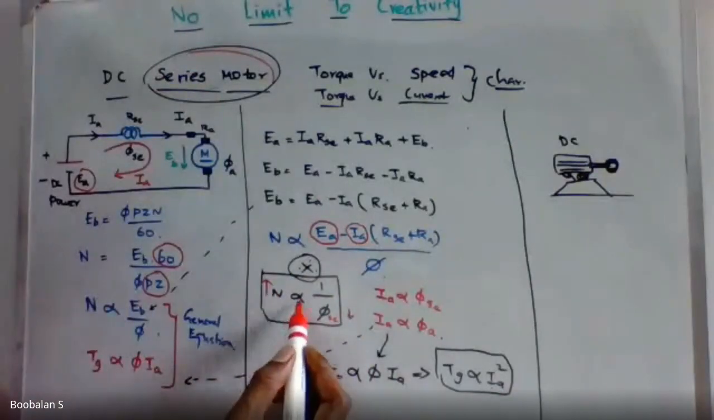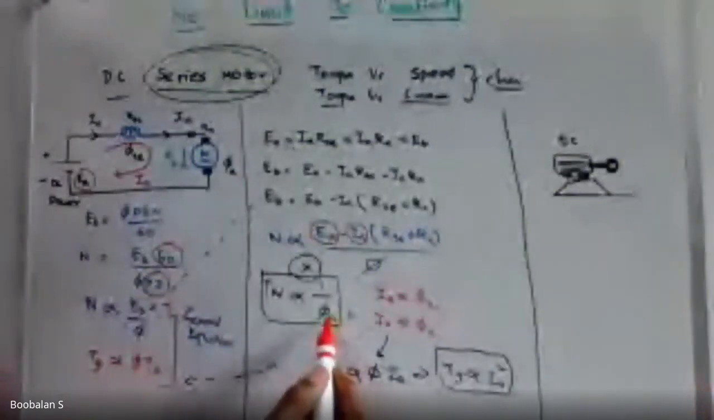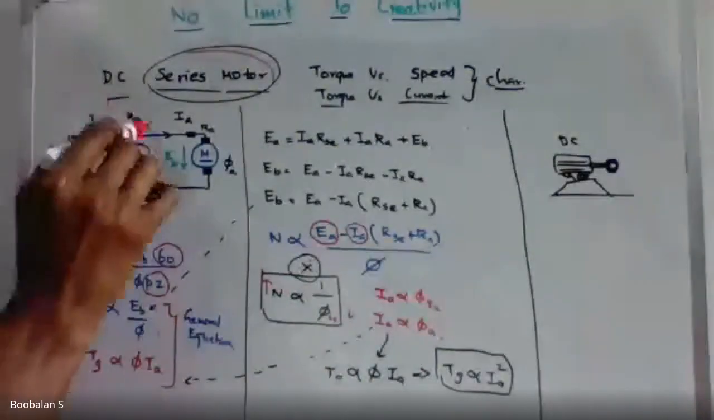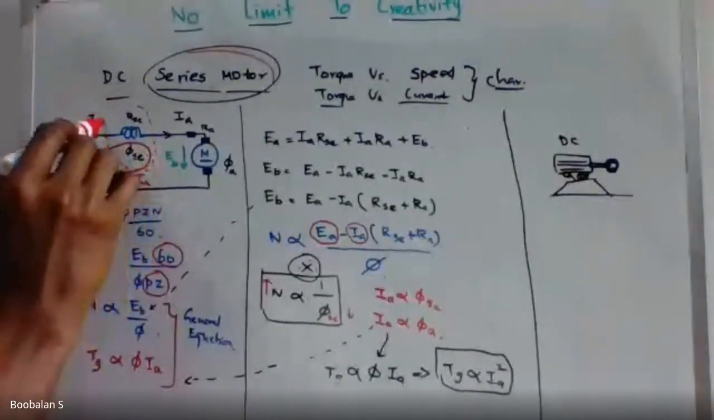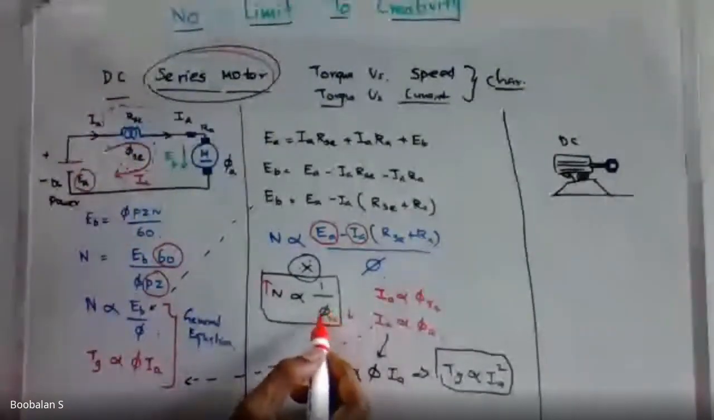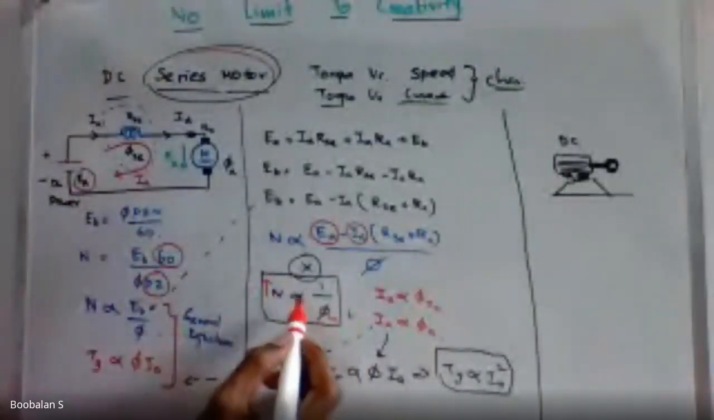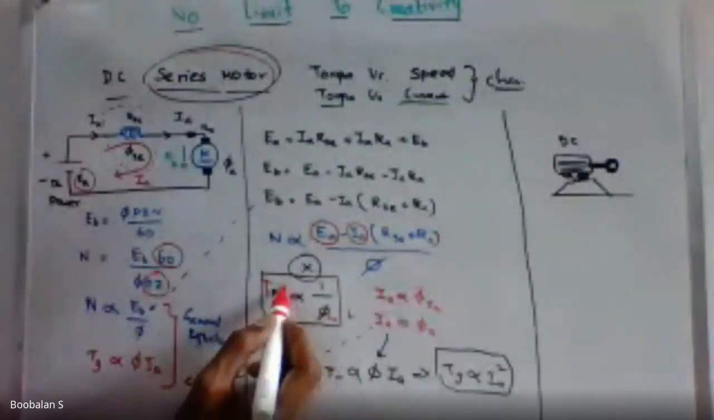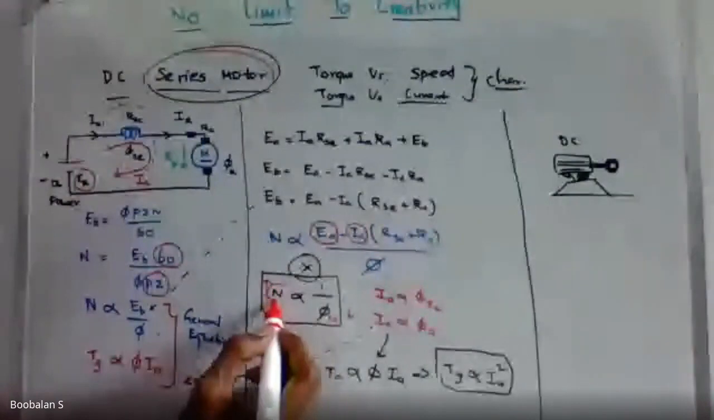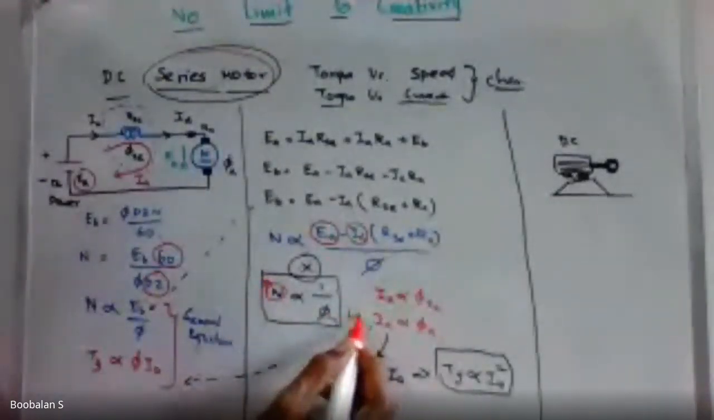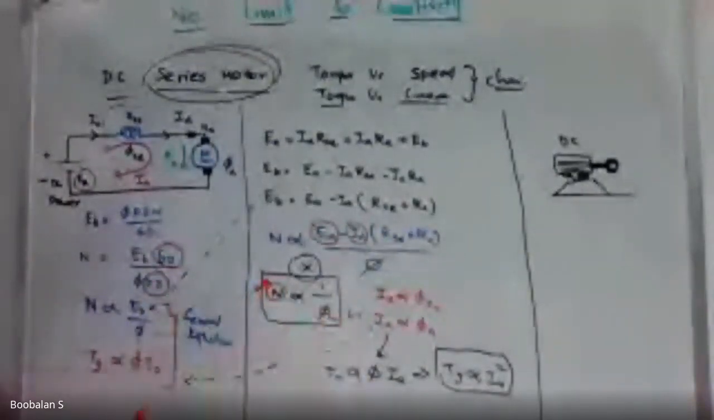So n is now directly proportional to 1 by phi SE. That's called series flux lines, right? The flux lines are getting introduced by the stator coil. If the stator coil gives very little flux, then definitely this is inversely proportional. The speed is very high because the flux is very low. If the flux is very high, the speed is very low. This is called inversely proportional, right?